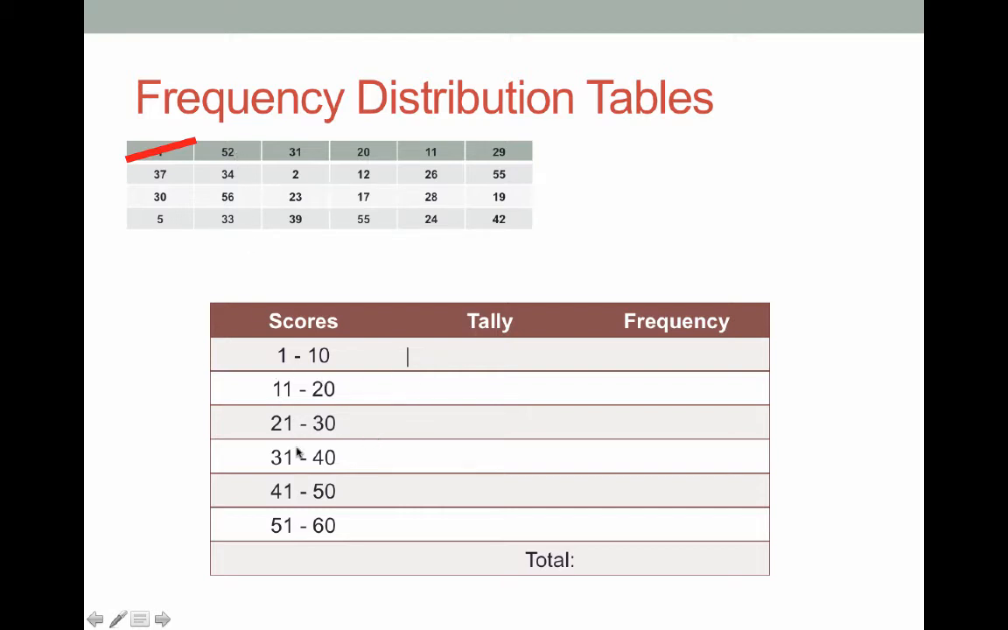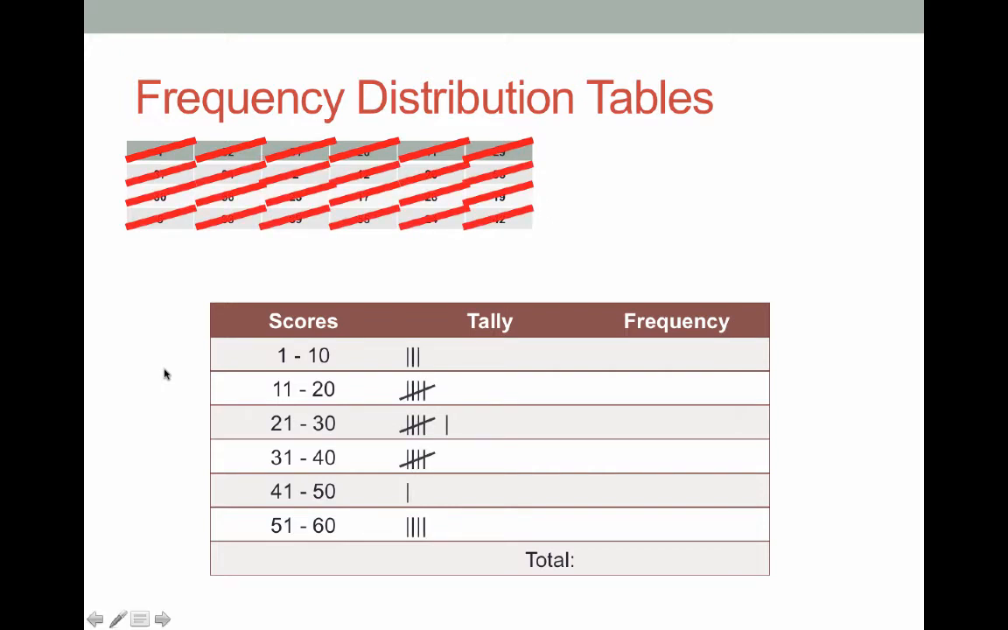So 52 would come down here between the 51 and the 60. 31 would go between 31 and 40. This 20 went between the 11 and the 20. And if we go through, there's the first row, and then there's the whole tally. This frequency is going to be just how many tally marks there are.